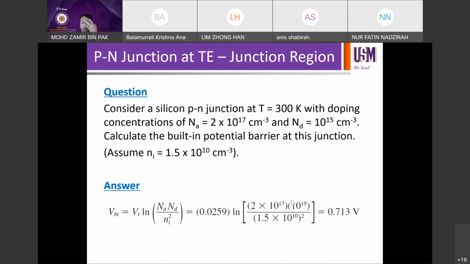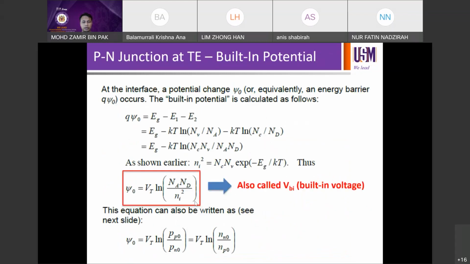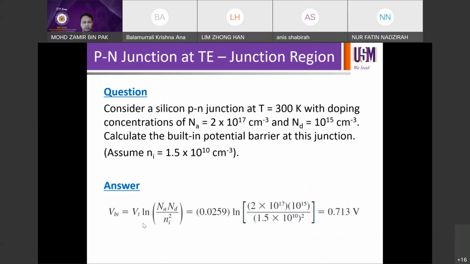So let's try this equation that we have summarized on this page, right? VBI equals VT ln NA ND over Ni squared. So let's just try this simple calculation as an example. Consider a silicon PN junction at T equals 300 Kelvin with doping concentration of NA 2 times 10 to the 17 per centimeter cube and ND equals 10 to the 15. So P type equals 2 times 10 to the 17, N type equals 10 to the 15. Calculate the built-in potential barrier at this junction.